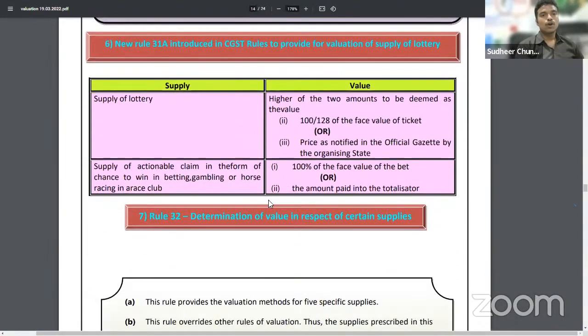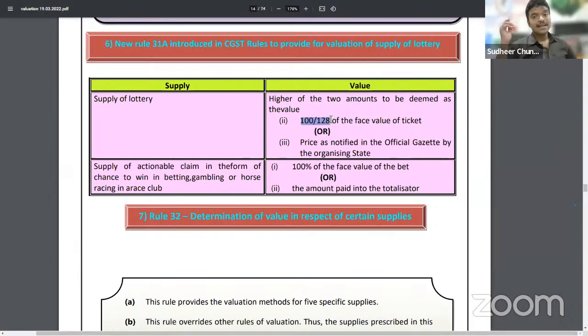Now let me come to rule number 31A. Sir, what is rule number 31A? For lotteries and betting, we have to pay GST on an inclusive basis. On lotteries only, on inclusive basis. Sir, a lottery ticket sold for 1 lakh: on that 1 lakh, only 1 lakh into 100 by 128 is the value, and 28 by 128 is the taxes.